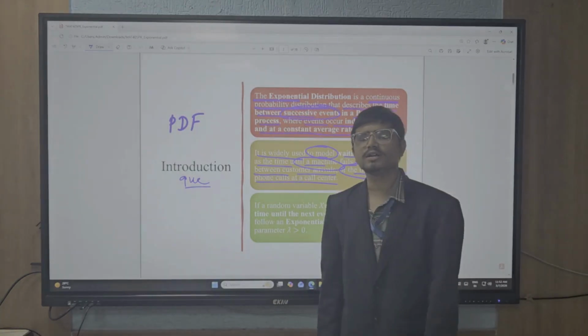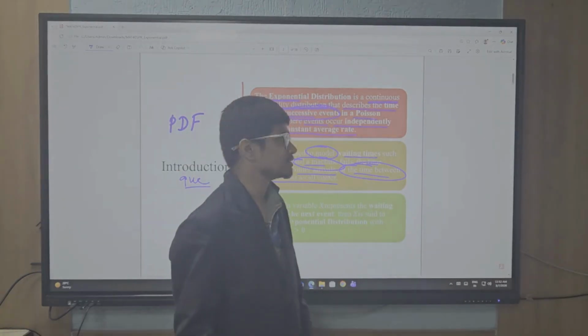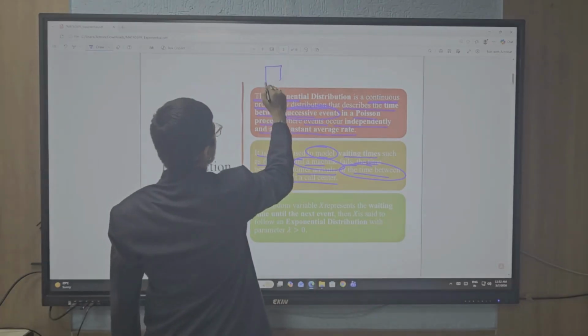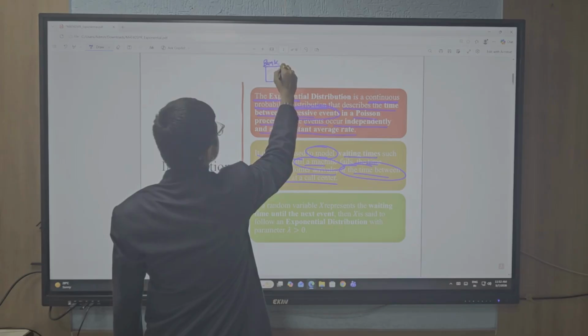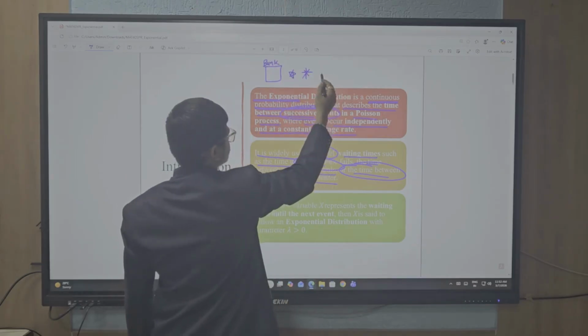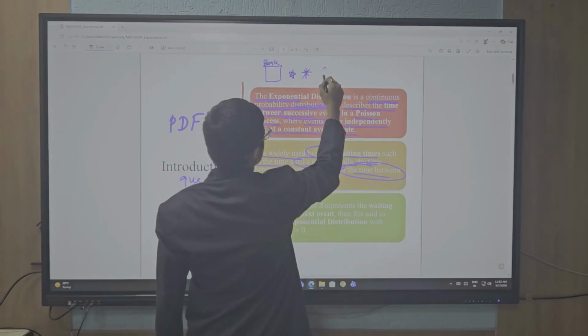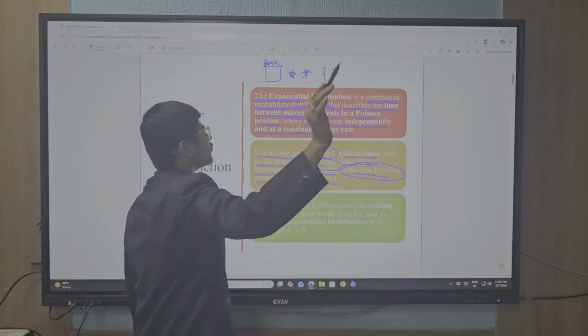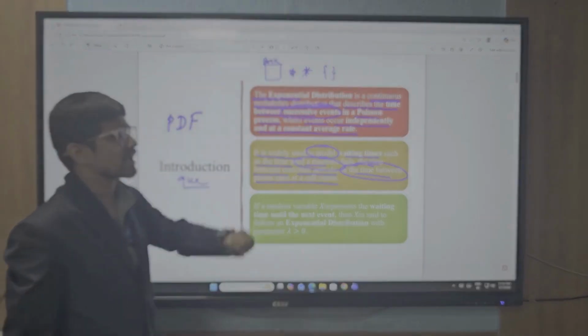For example, we can understand the exponential distribution this way. This is our bank counter. This is our bank account. This is a star. This is our curly bracket. For example, these are different types of signs we have.